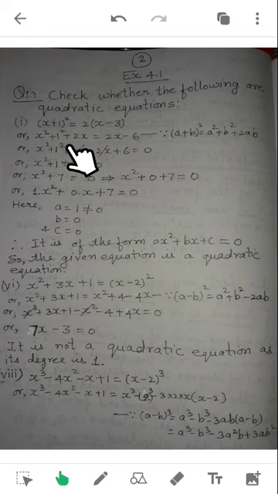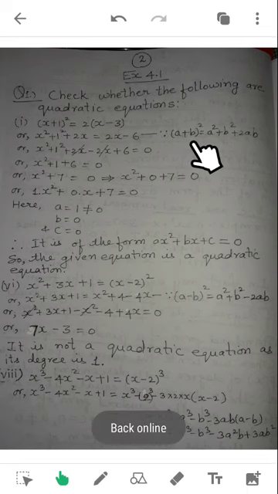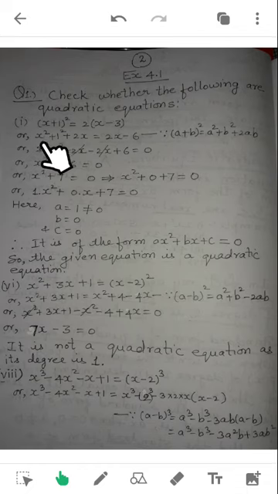We'll simplify it. (x + 1)² can be opened using the formula (a + b)² = a² + b² + 2ab. In place of a we have x and in place of b we have 1. So it becomes a² is x², plus b² is 1², plus 2ab: 2 is multiplied by x and then by 1, it remains 2x. Now here we are opening the bracket.